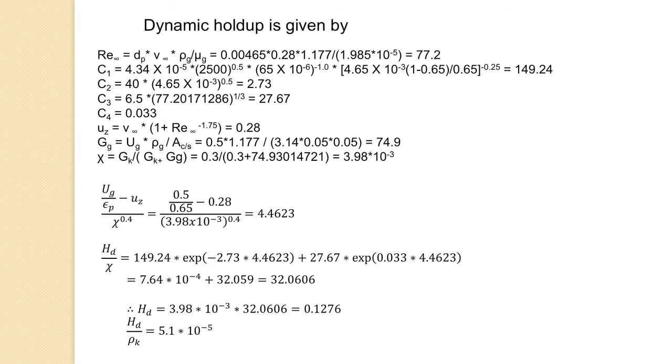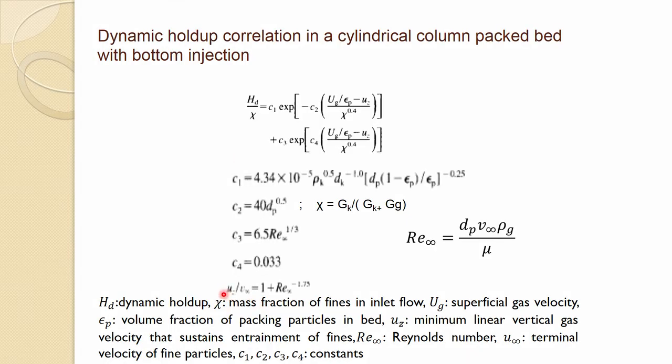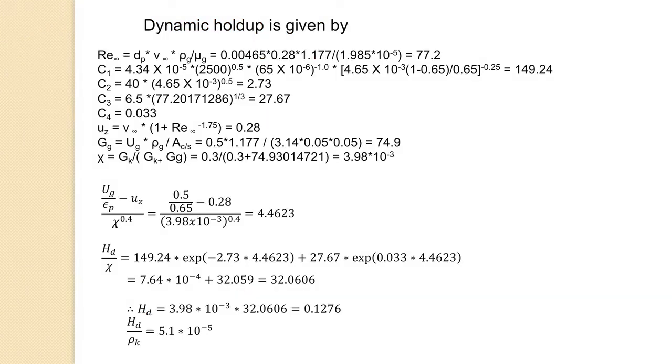C3 similarly can be calculated using this. So, the Reynolds number we already got, 6.5 and that is the Reynolds number. So, you get C3, and C4 of course is given. Then u z over u infinity into 1 plus. So, u z, the linear particle gas velocity, you can calculate from this formula. So, you multiply with u infinity, and that is how it has been done.